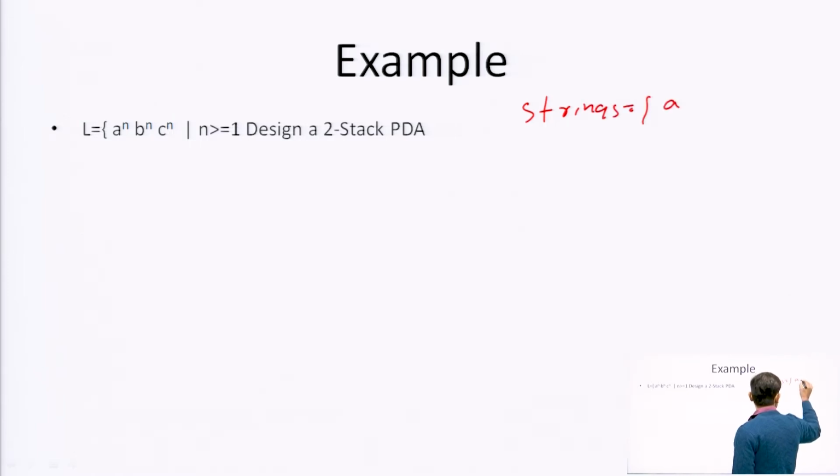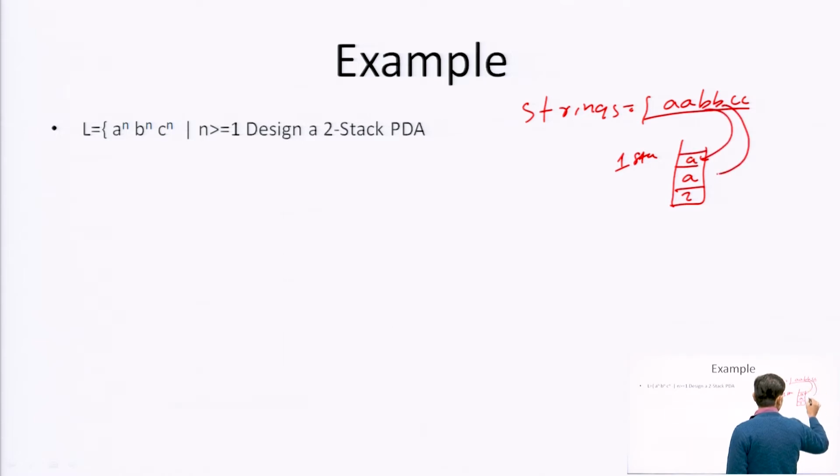Suppose we take the example a, a, b, b, c, c if n equals 2. For this, if you use 1 stack, what you have to do is push A on Z, then for each B you have to pop A. So for this we can compare A and B, but we could not compare C with A or B. There should be an equal number of A, B and C.